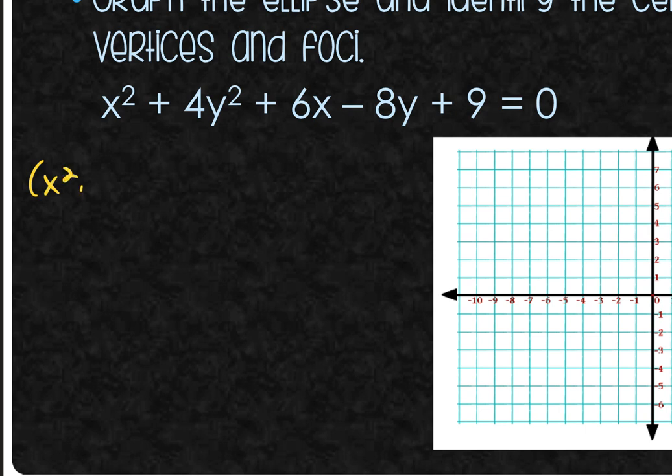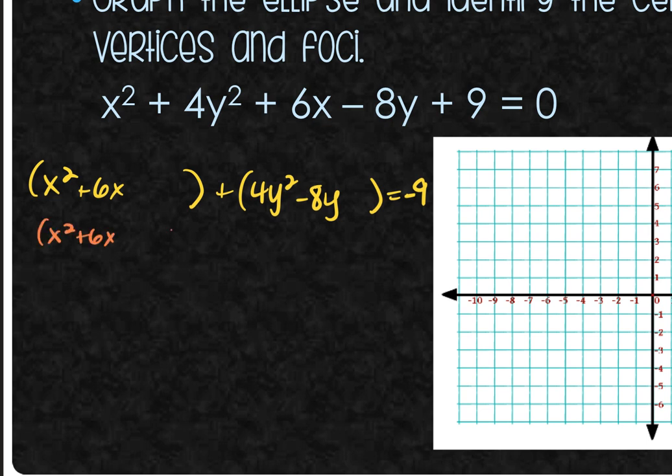X squared plus 6x plus 4y squared minus 8y. And we bump the 9 to the other side, so it's negative 9. Don't you have to take the 4 out? Sure do. Got to take that 4 out. So the first one's going to stay. Take out the 4 and I get y squared minus 2y.